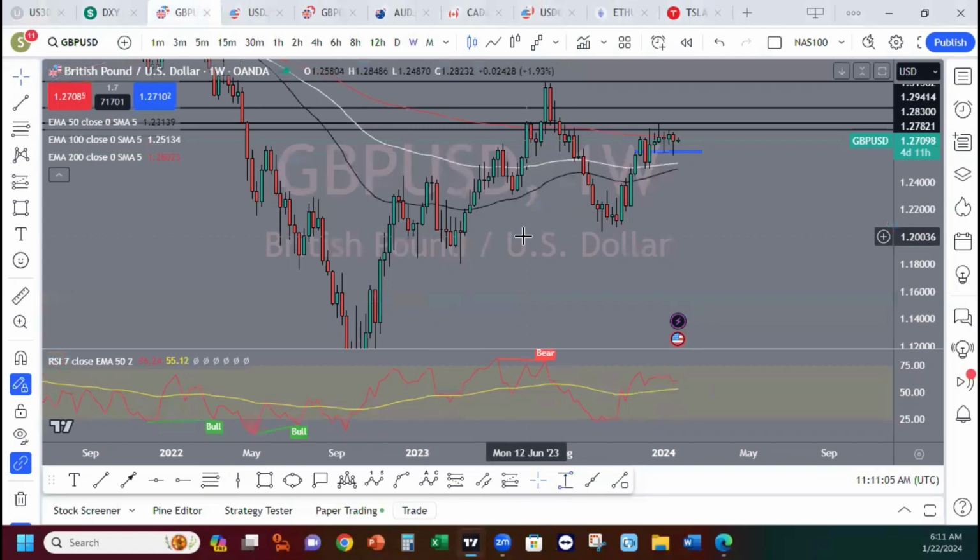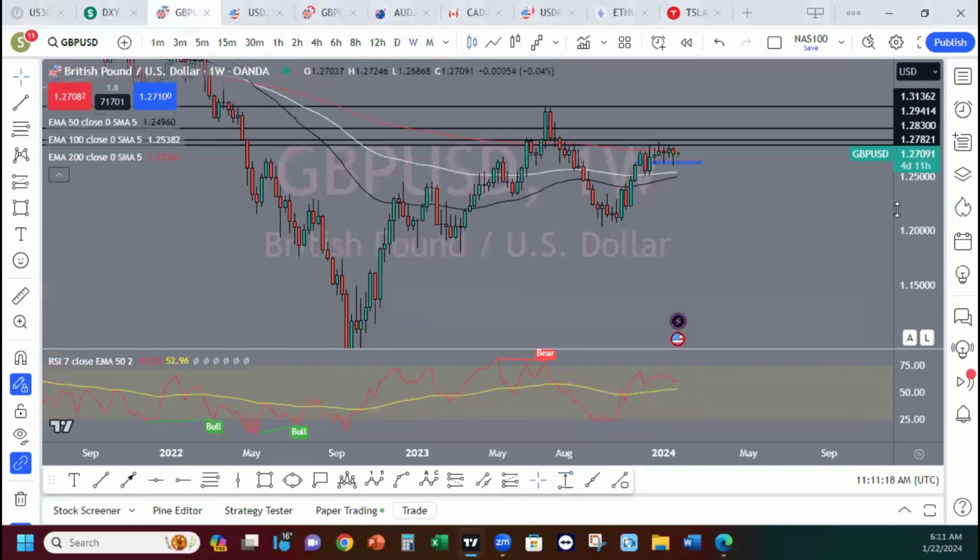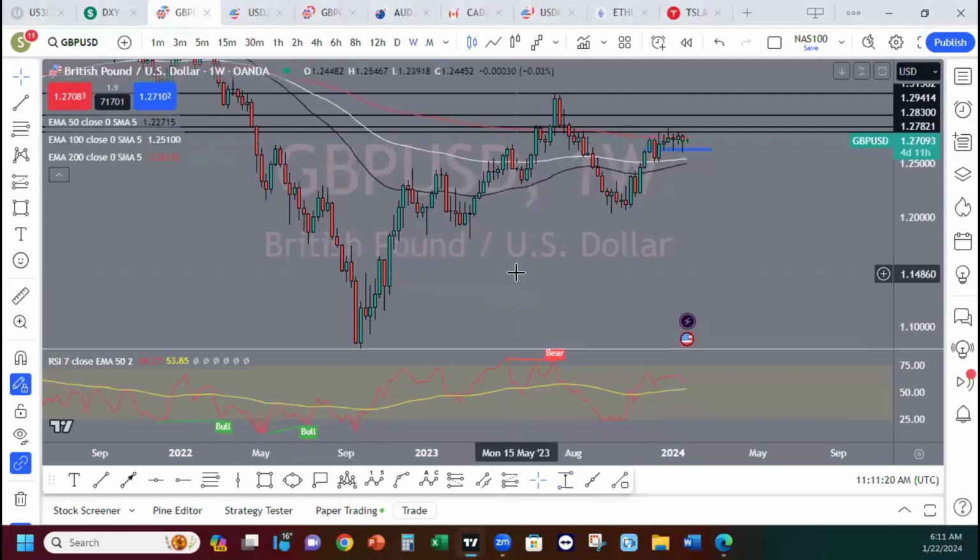Hello, everybody. We are doing a review of Forex pairs. The first pair we're going to look at is the GBP/USD, and we start with the weekly time frame. Every bar is a week, so 5 days.